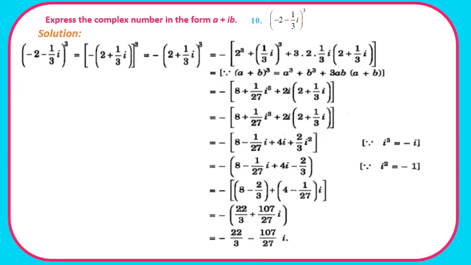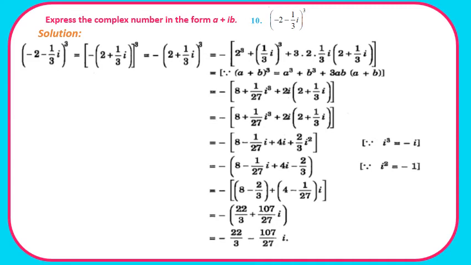So which is equal to minus into 8 plus 1 upon 27i cube plus 2i into (2 plus 1 upon 3i). So which is equal to minus (8 plus 1 upon 27i cube plus 4i plus 2 upon 3i square). Okay, i cube is equal to minus i, we are going to use that, and i square equals minus 1 also. So we get minus (8 minus 1 upon 27i plus 4i minus 2 upon 3). So taking the real and imaginary parts together, we get minus (8 minus 2 upon 3 plus (4 minus 1 upon 27) i), which will be equal to minus (22 upon 3 plus 107 upon 27 i).